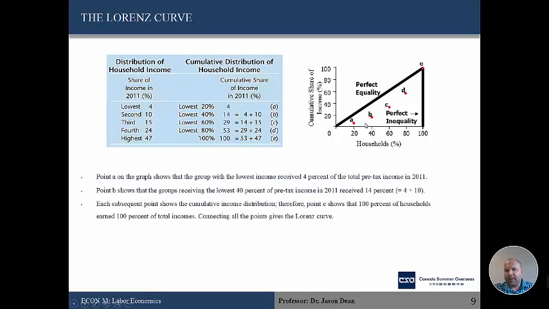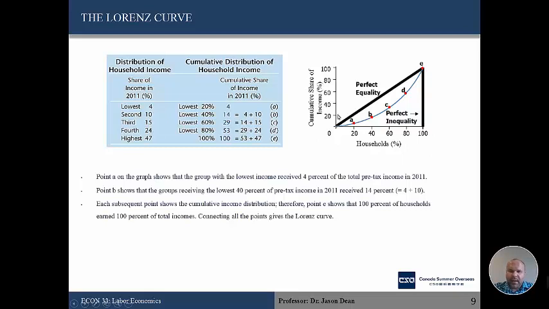The last point is E, and that's for the last group. So at 100% of households, when we get to this point, so we're going from 80% to 100%, their share of income is 47%. Okay, and it's a cumulative share, so when we get to this point, we've taken into account all of the households.